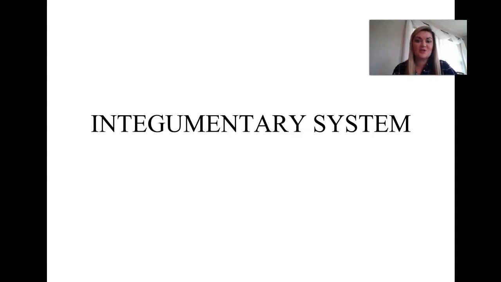Hi, today we're going to start the integumentary system and we're going to talk about all the different things that go along with the integumentary system. For example, this is going to be your skin, so it's going to be the skin and the different appendages that go with it. So we're going to talk about the skin, we're going to talk about hair, fingernails, glands, and things like that.